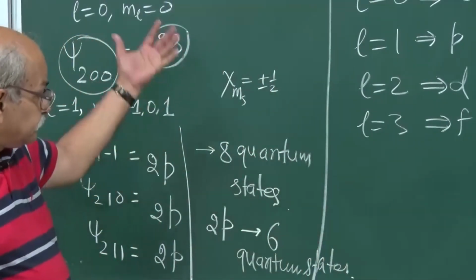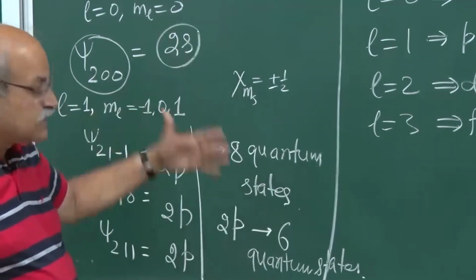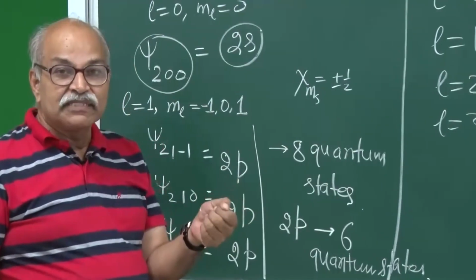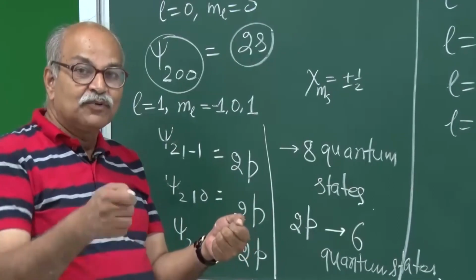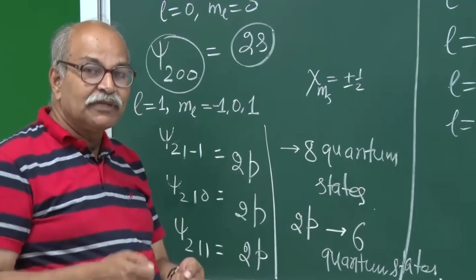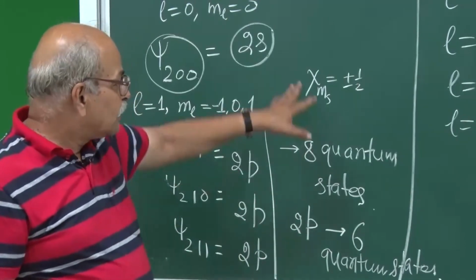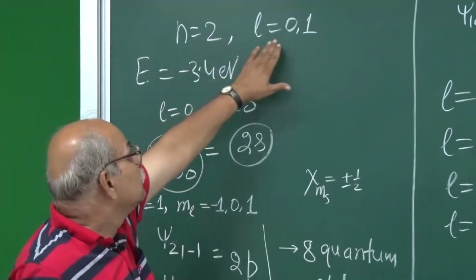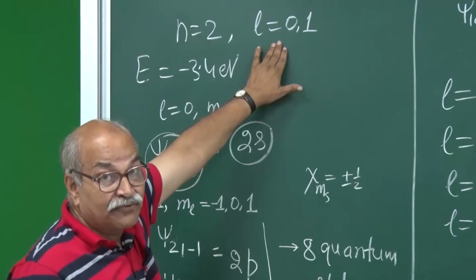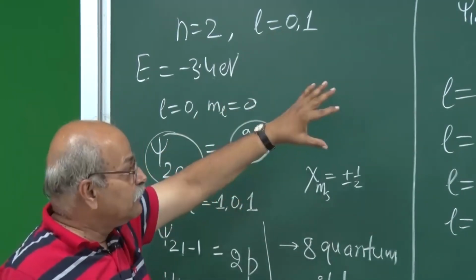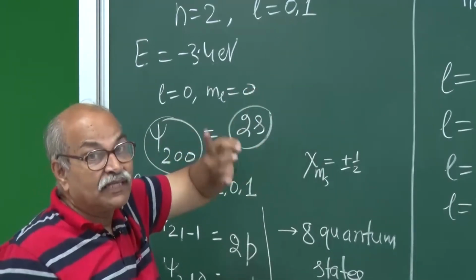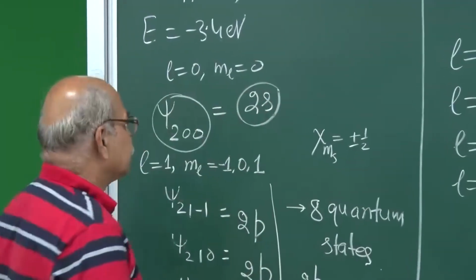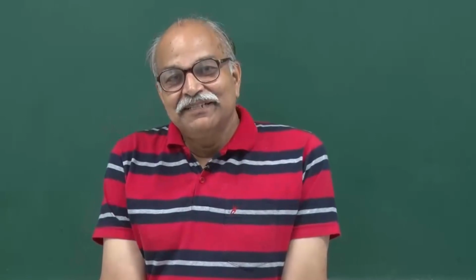So you can count the number of quantum states in an orbital, or if only principal quantum number is given, n equal to 1, how many quantum states are there, n equal to 2, how many quantum states are there. So those things can be counted in this fashion, remembering that L goes from 0 to n minus 1 in steps of 1. And then for each L, ML goes from minus L to plus L. You can count. So this way you can count the things.